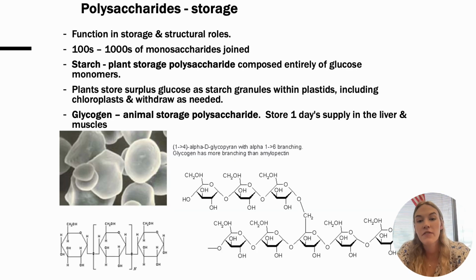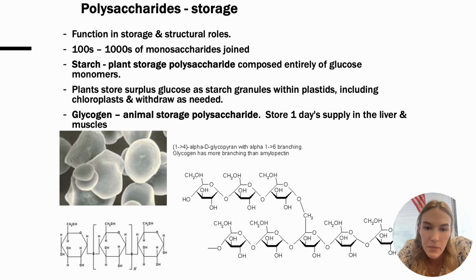Okay, this was the fun stuff for me. I think this is really neat. So we talked about some polysaccharides, and we focused on polysaccharides of glucose. So we talked about starch and glycogen. Remember that starch is going to be in plants. It's a plant storage polysaccharide. And glycogen is going to be an animal storage polysaccharide. It is stored in our liver and our muscles.